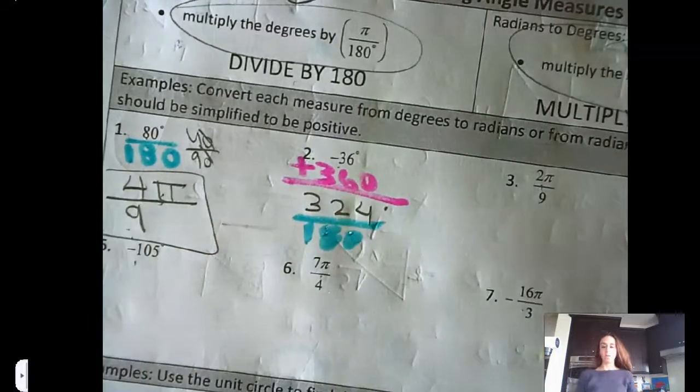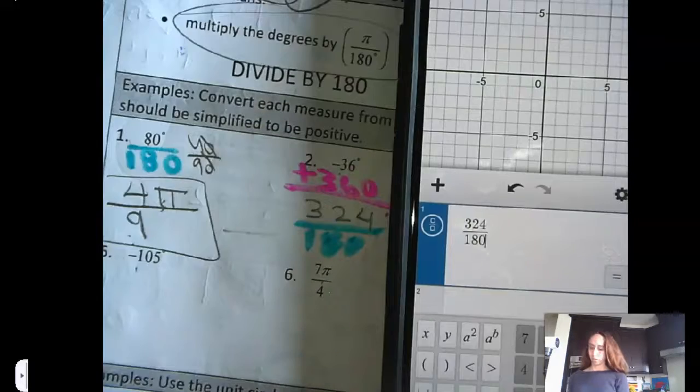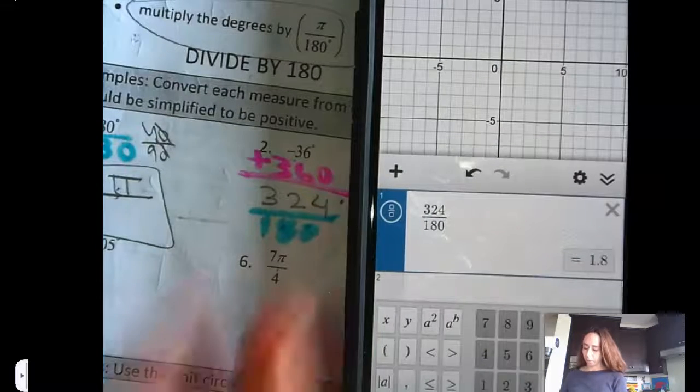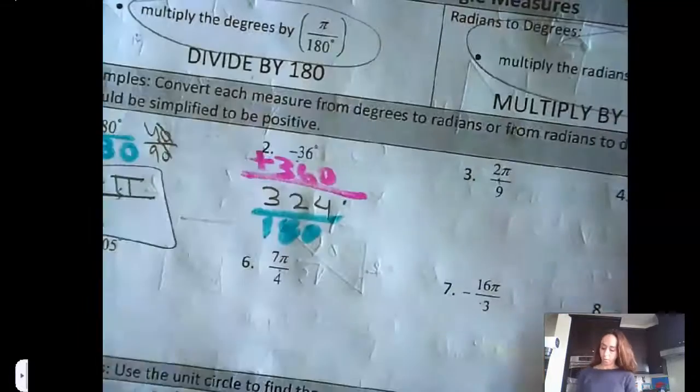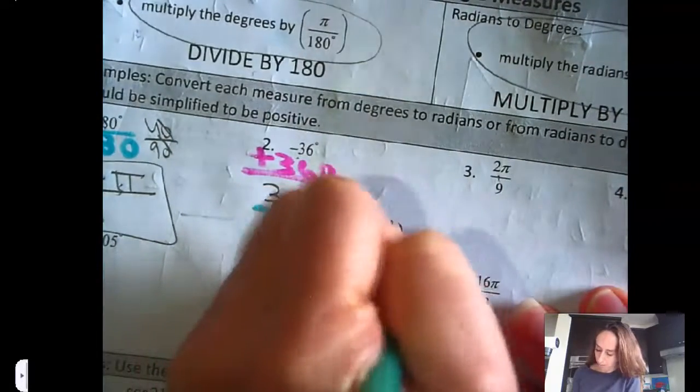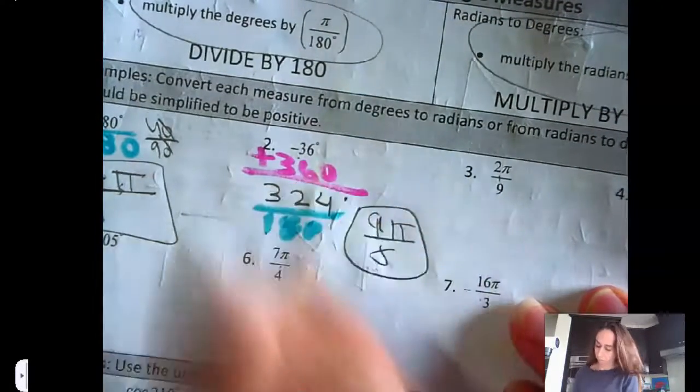Now I want to show you, let's say you're not as good at simplifying. One sec. So I put 324 over 180 in my calculator, and it gave me 1.8. I press the little fraction button, and it tells me 9/5. So that means this is 9 pi over 5.